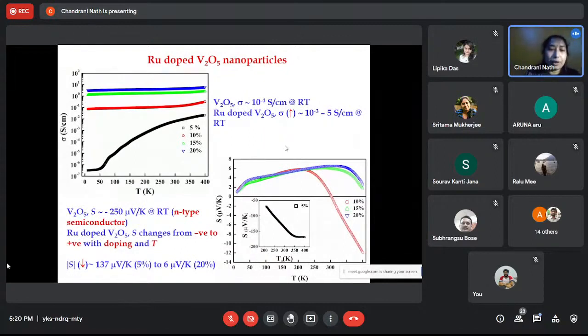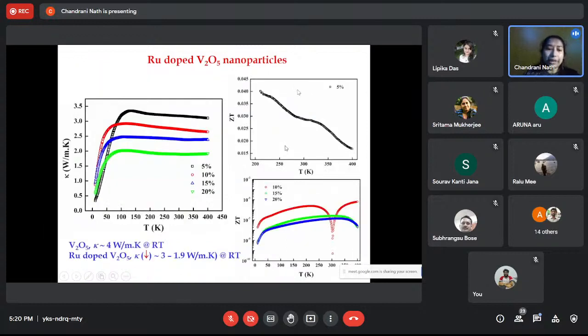The value of S for undoped V2O5 is about 250 microvolt per Kelvin, but as we increase the doping, the S value also decreases. For 5% it decreased to 137 microvolt per Kelvin. For 20%, its value is close to 6 microvolt per Kelvin.